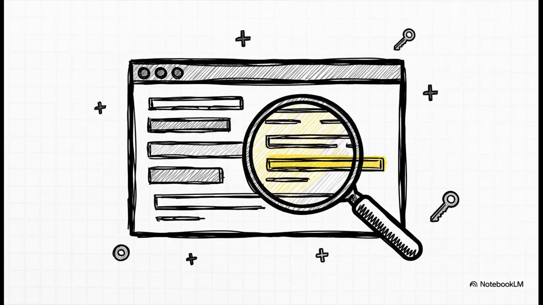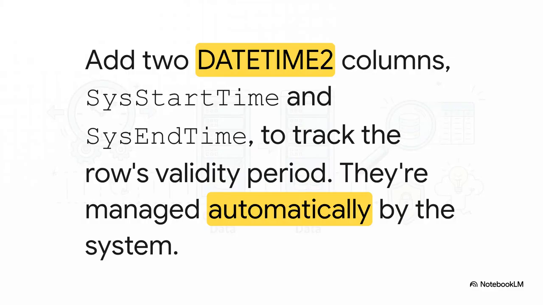There are a couple of key pieces here that magically transform this from a regular table into a time-traveling one. Let's break them down. First thing you need are these two new columns, sys_start_time and sys_end_time. Think of these as the bookends for a row's lifespan. The system manages them completely, and they basically say, hey, this specific version of this row was the current live version between this start time and this end time.